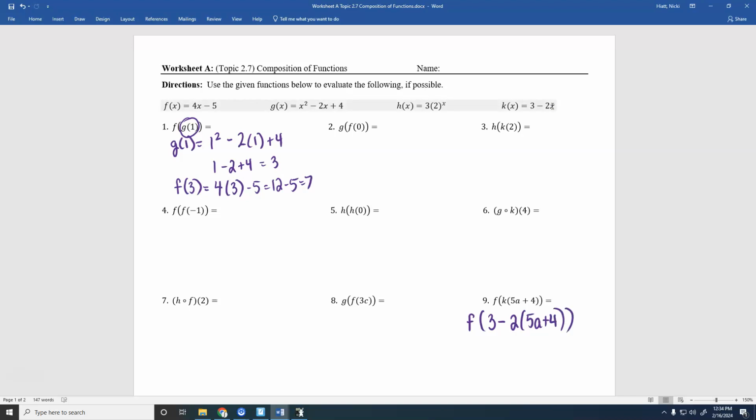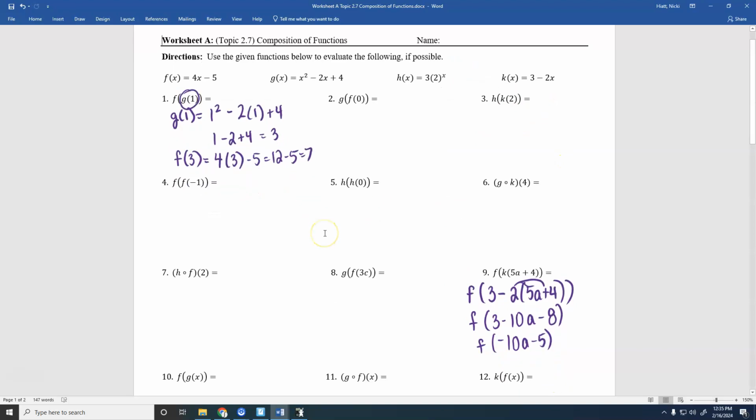All right, and we probably want to simplify that a little bit before we plug it into f. So we could distribute that 2. 3 minus 10a minus 8. And that is going to be negative 10a minus 5. And that's as simple as you're going to be able to get. You could do negative 5 minus 10a if you'd rather. And then this needs to be plugged into f, which is 4x minus 5.